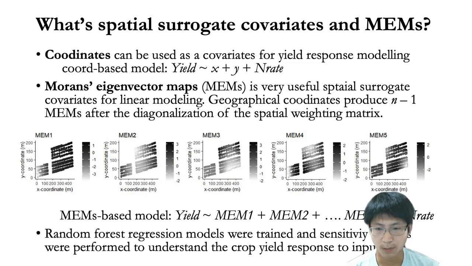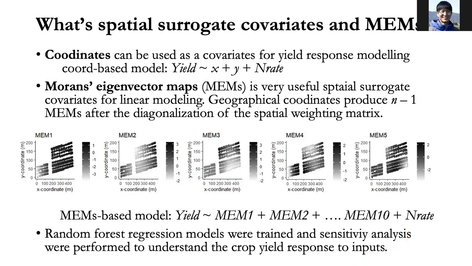And we use MEMs 1 to 10 as covariates, and also the fertilizer application rate is used as a covariate as well. And we established random forest regressions to model the relationships between the fertilizer inputs and the crop yield. And we conducted the sensitivity analysis to understand the crop yield response to inputs.